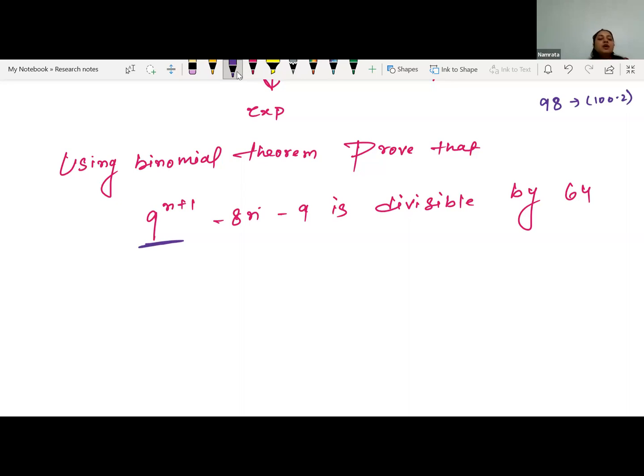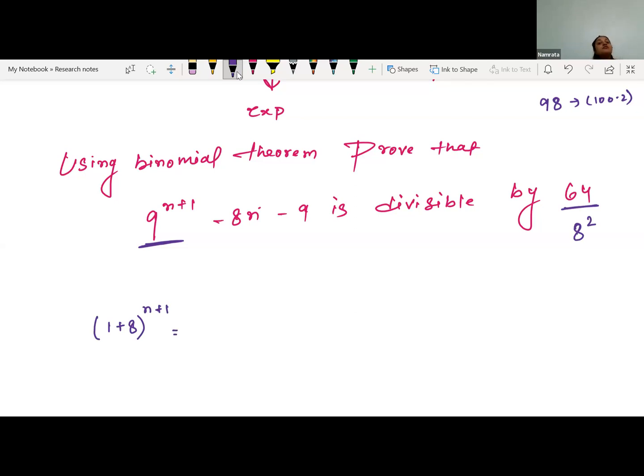Similarly, if 9 to the power n plus 1 is there, and 64 means you know it's 8 square, let's break it in the form of 8 plus something, 8 minus something. So 9 we can expand as 1 plus 8, yes or no? Yes, ma'am. And to the power n plus 1. Let's do the binomial expansion of this one. So what will we be having?